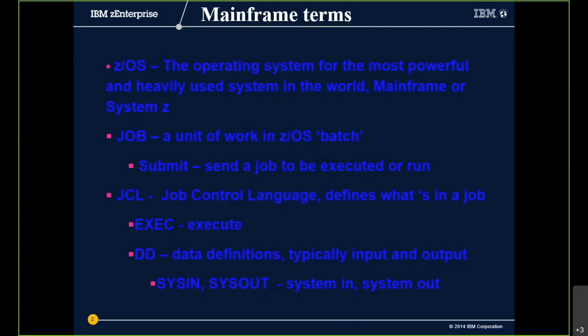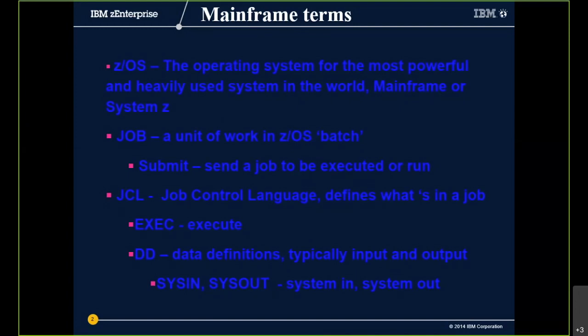JCL is how you write what controls what happens within a job. It stands for Job Control Language, so that's why we needed to know what a job was. And it defines what the job is doing. And some of the things in JCL that I'm going to show you are the EXEC statement, which is short for execute. That's like run a program, and the EXEC statement will point to something that you want to run.